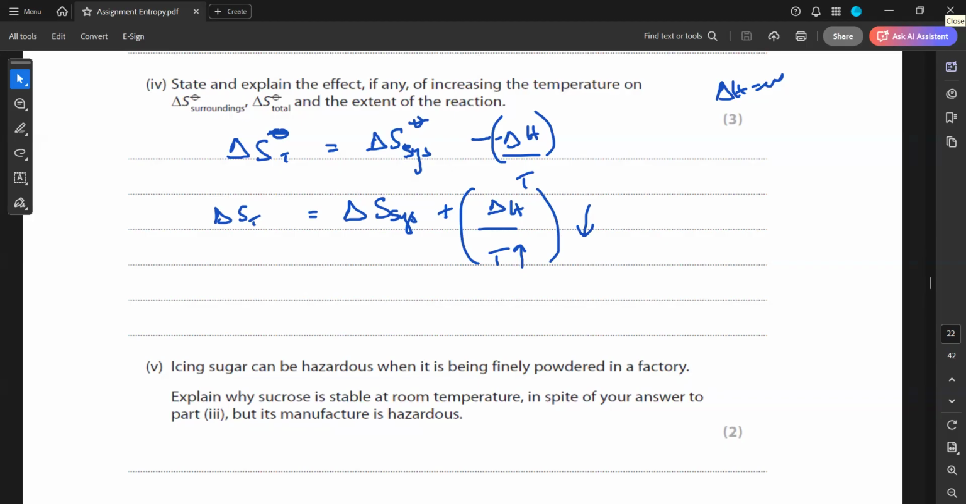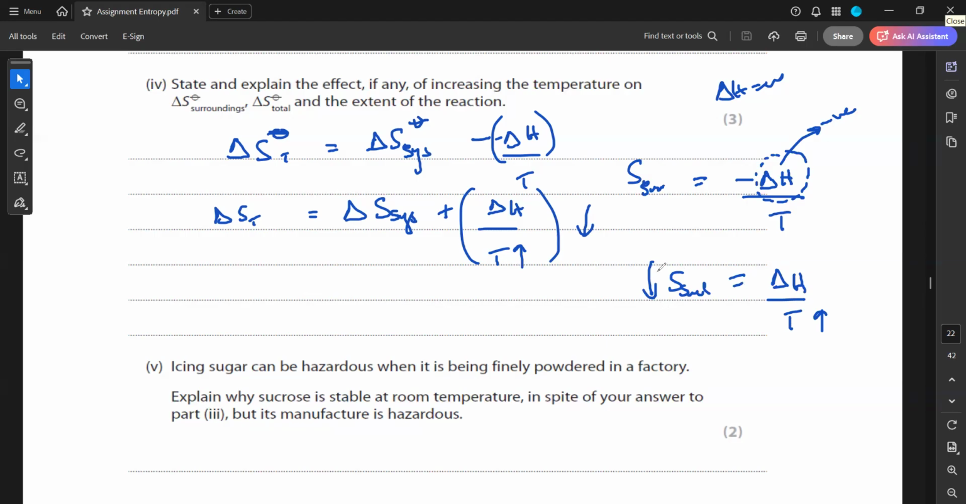How we mentioned that the delta H becomes negative because the reaction is exothermic. The formula to get the entropy of the surrounding is minus delta H over T. This delta H is negative for an exothermic reaction, so negative multiplied by negative will become positive. So this will become delta H by T. And if the temperature increases, the entropy of the surrounding will decrease. It will be positive, but less positive. And if the entropy of the surrounding is less positive, the total entropy will also be less positive. Is it clear?